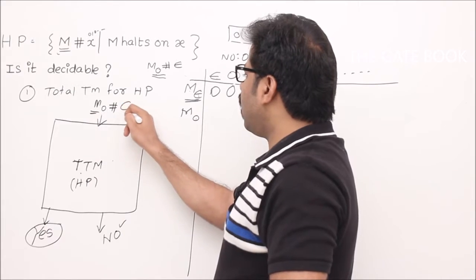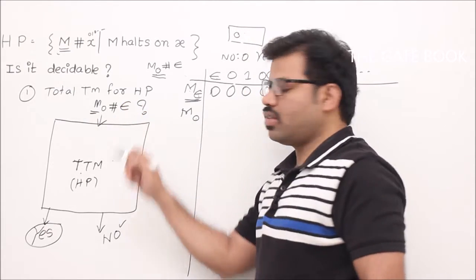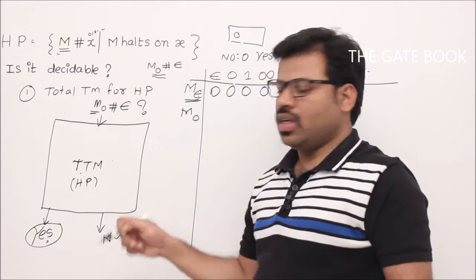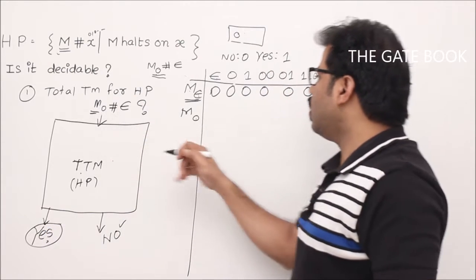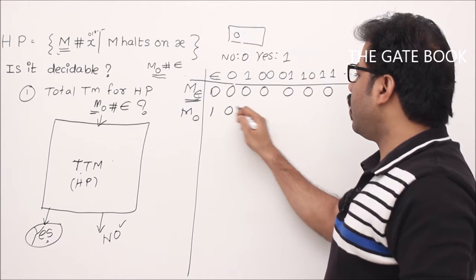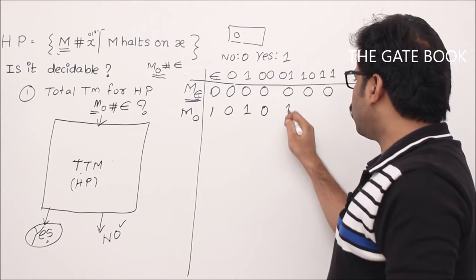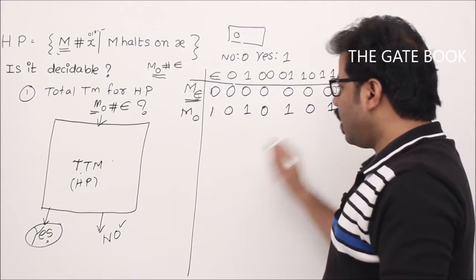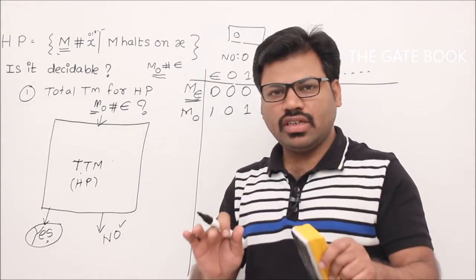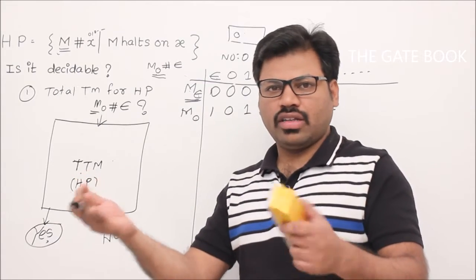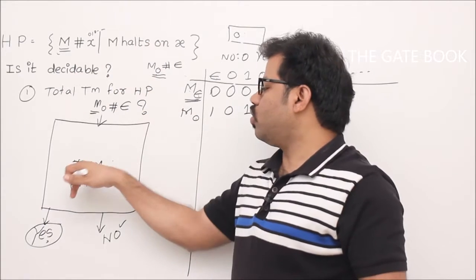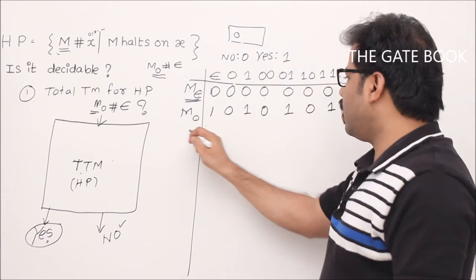Does M0 halt on epsilon? That is the question. Then after some time, it will definitely say yes or no. If it says yes, that means it halts, so I write 1. Otherwise I write 0. In that way I fill the entries. Now you slowly understand that if there really is a total Turing machine, then it knows about every Turing machine and every input. That means whether a Turing machine halts on a particular input, this Turing machine knows. Based on that I fill these entries.